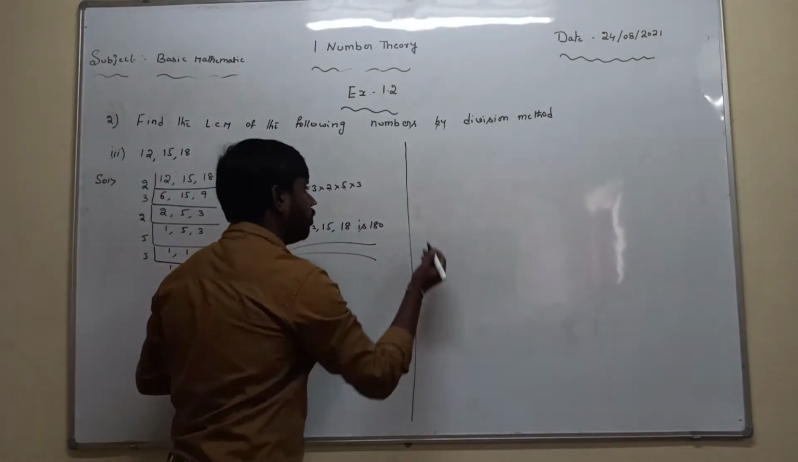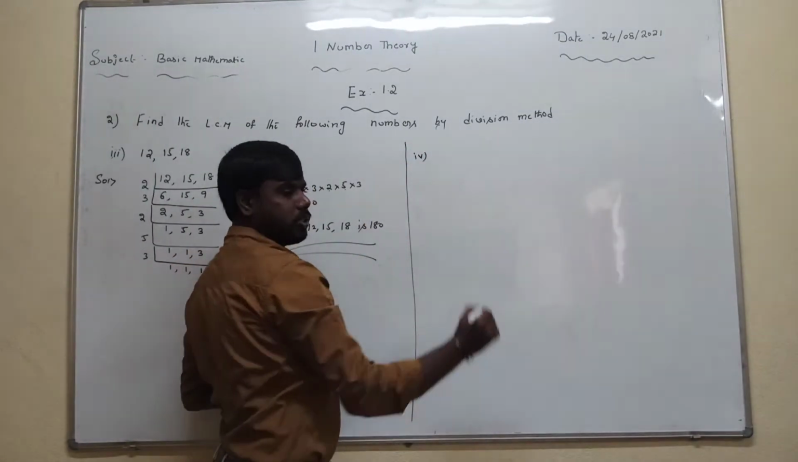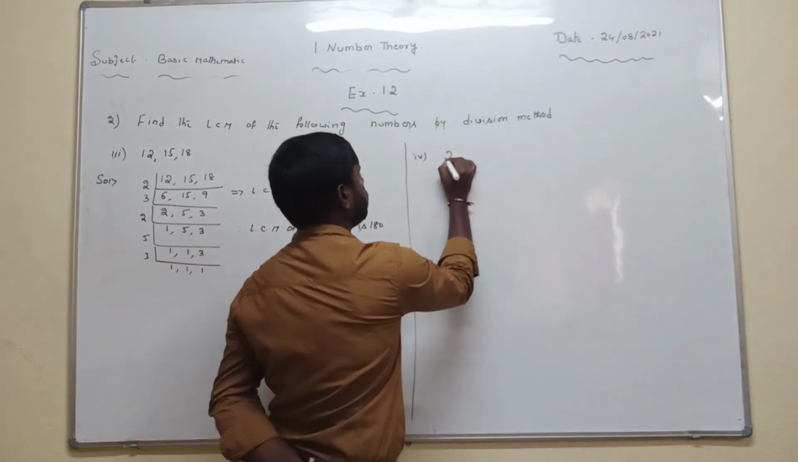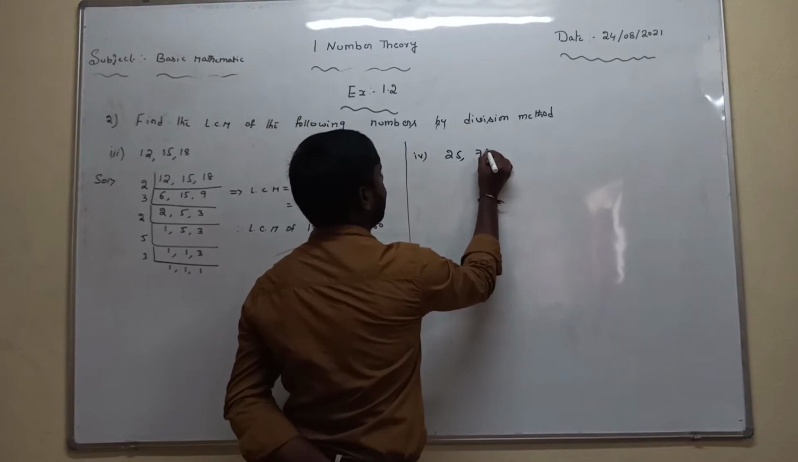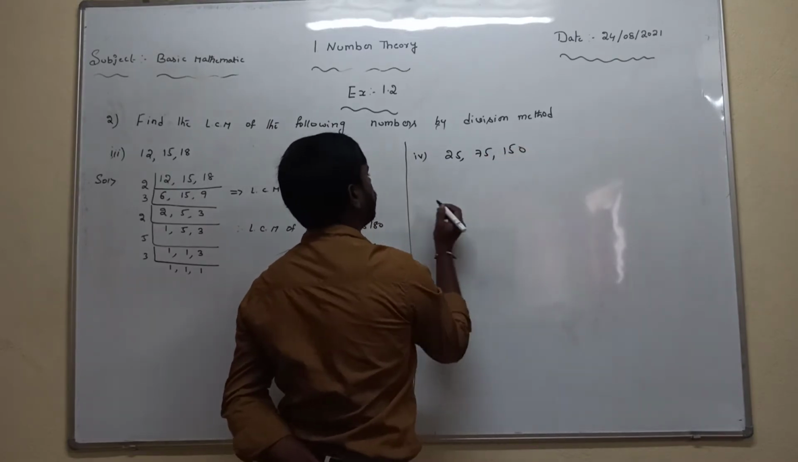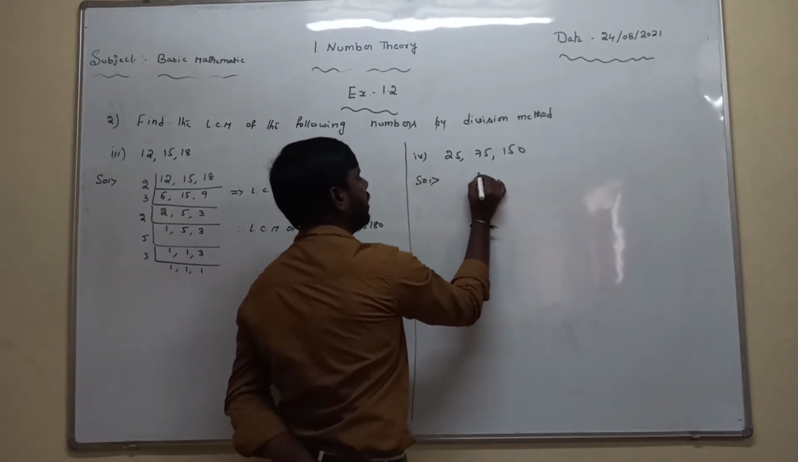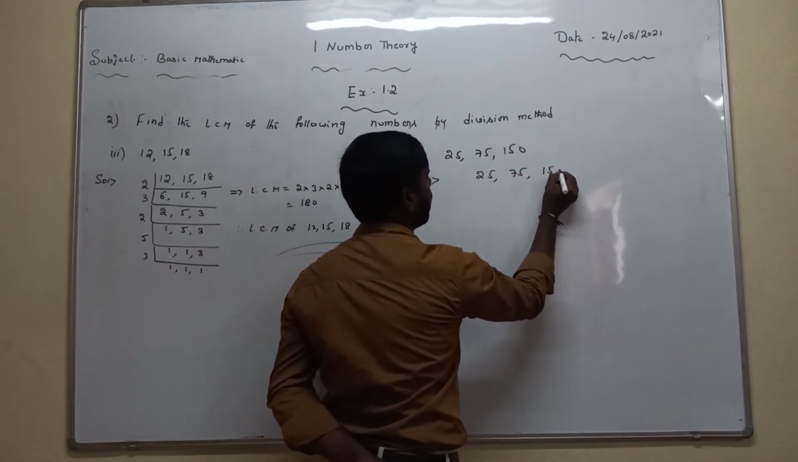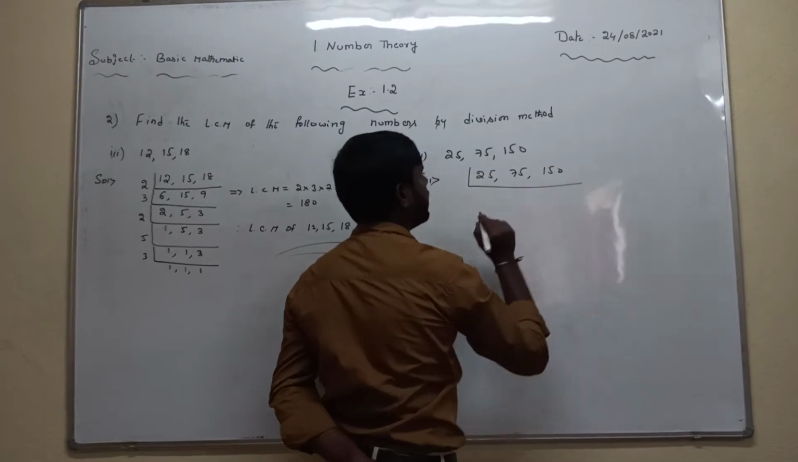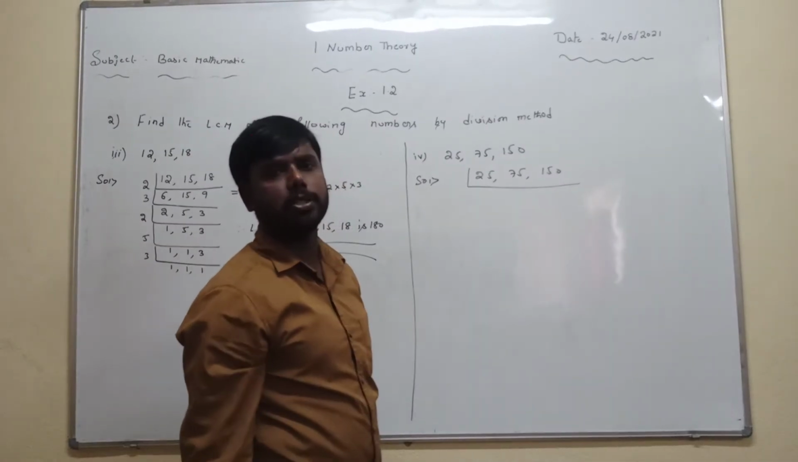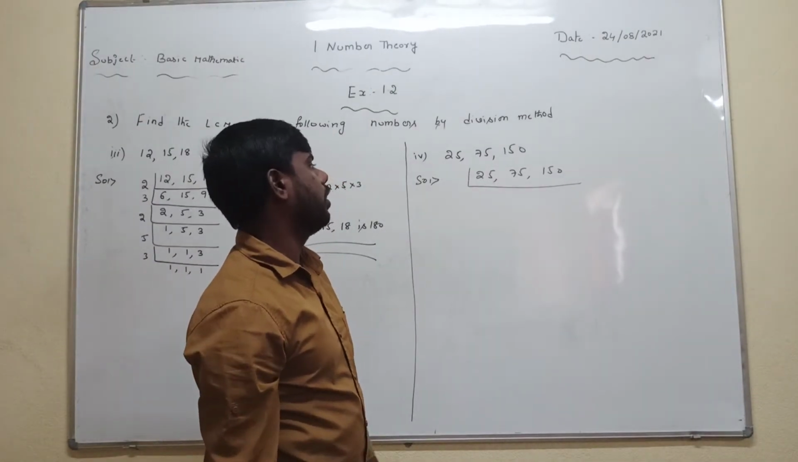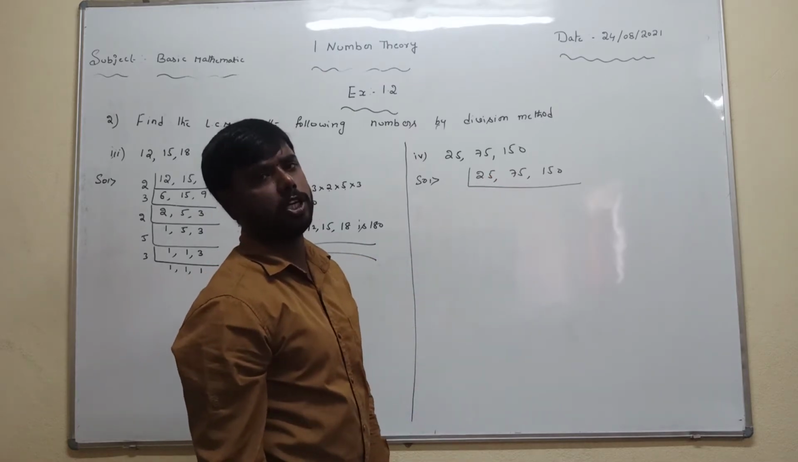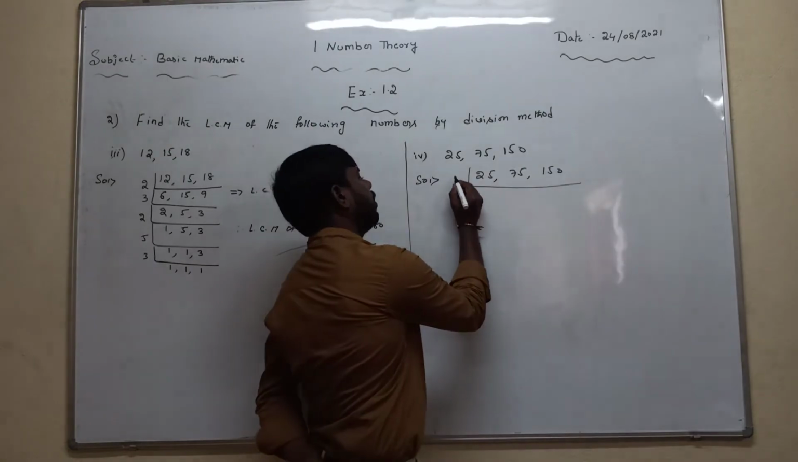Next we are going to Roman number 4. What is Roman number 4? The given numbers are 25, 75, 150. So now the solution: divide all the given numbers by a common prime number. Now we can take 3 or 5. So I am taking 5.